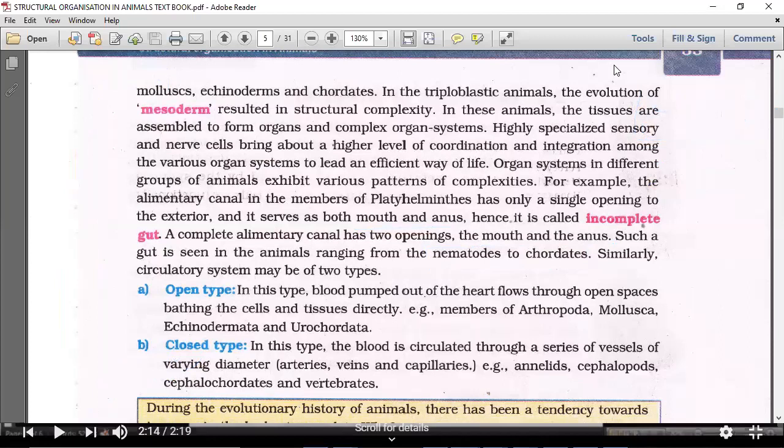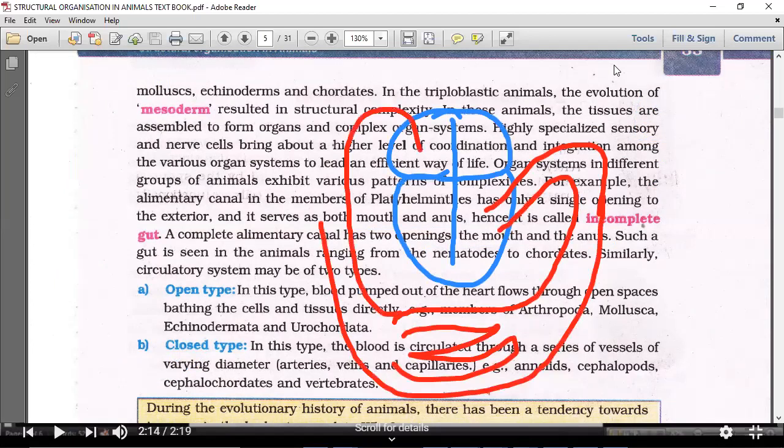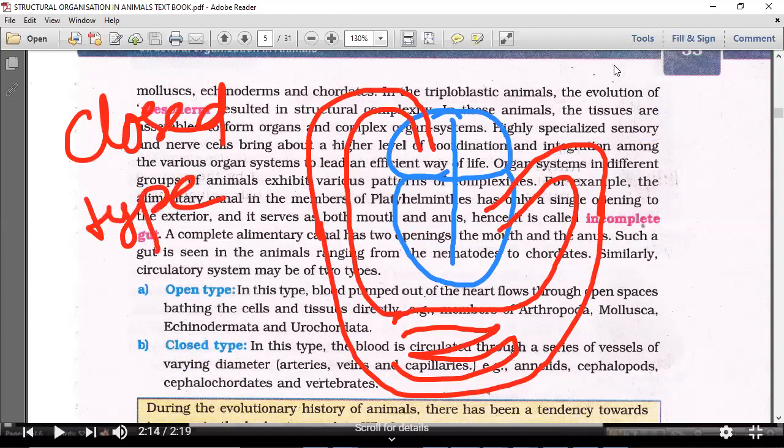Next, the blood vascularization, open type and closed type. Let me show you the open type and closed type. If we come to human beings, from the heart the blood vessels come and get capillarized into small capillaries, and all the capillaries again become blood vessels and open into the heart. There is no opening at all. Such kind of circulation is called closed type of circulation.